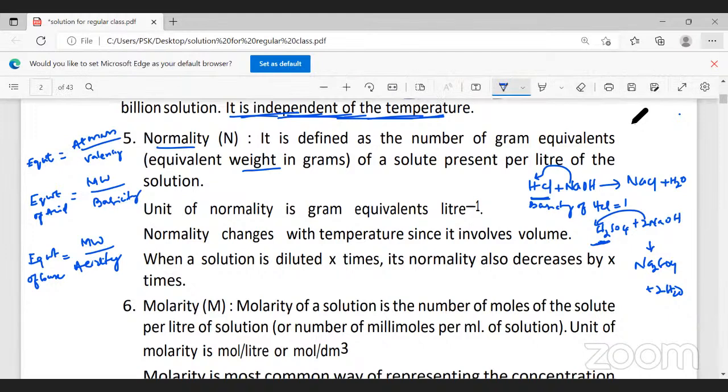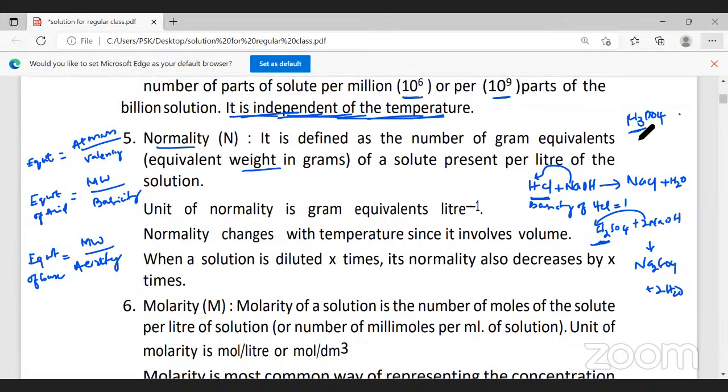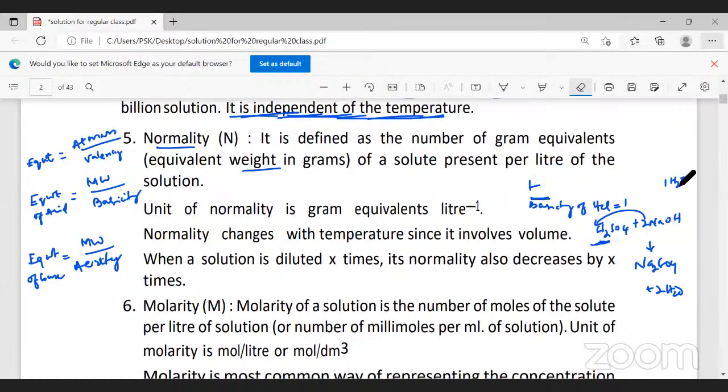Likewise, if I take phosphoric acid, H3PO4 is phosphoric acid. So how many replaceable hydrogen do we have? 3 replaceable hydrogen. Therefore, the basicity of phosphoric acid will be 3. So what is basicity? Basicity is defined as the number of replaceable hydrogen present in an acid. I hope that you followed this. Correct? Yes.